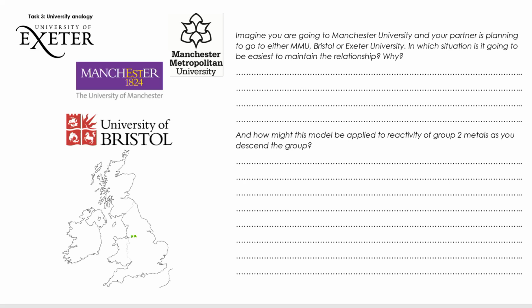Okay. So let's consider Manchester and Manchester. I mean, on the scale of this map, they're actually far further apart than they should be. But these two universities, Manchester and Manchester Metropolitan, are very close together. So you can see your partner daily, every other day. You can see them very, very regularly. There's not a great distance between you.